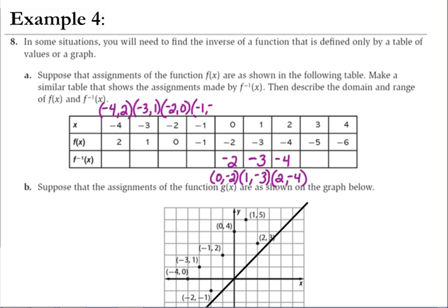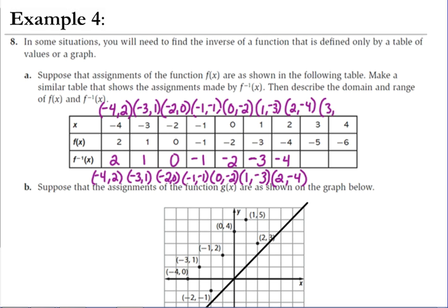On the original, we have -1, -1. So on the inverse, when we flip those, it's still the same thing, -1, -1. The original is the point 0, -2. So the inverse is going to be -2, 0. The original has 1, -3. So the inverse is going to be -3, +1. 2, -4. So the inverse is -4, +2.